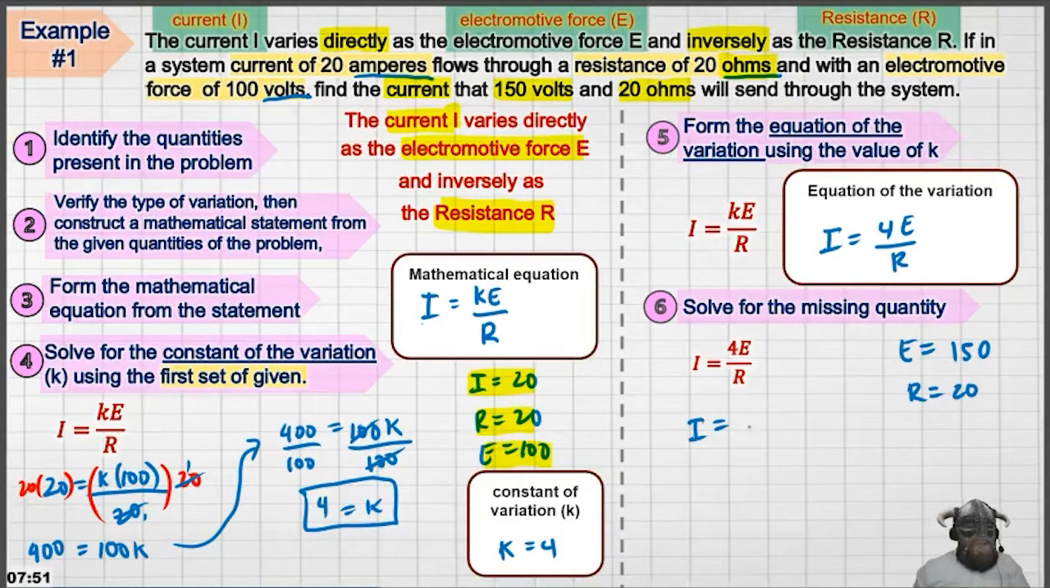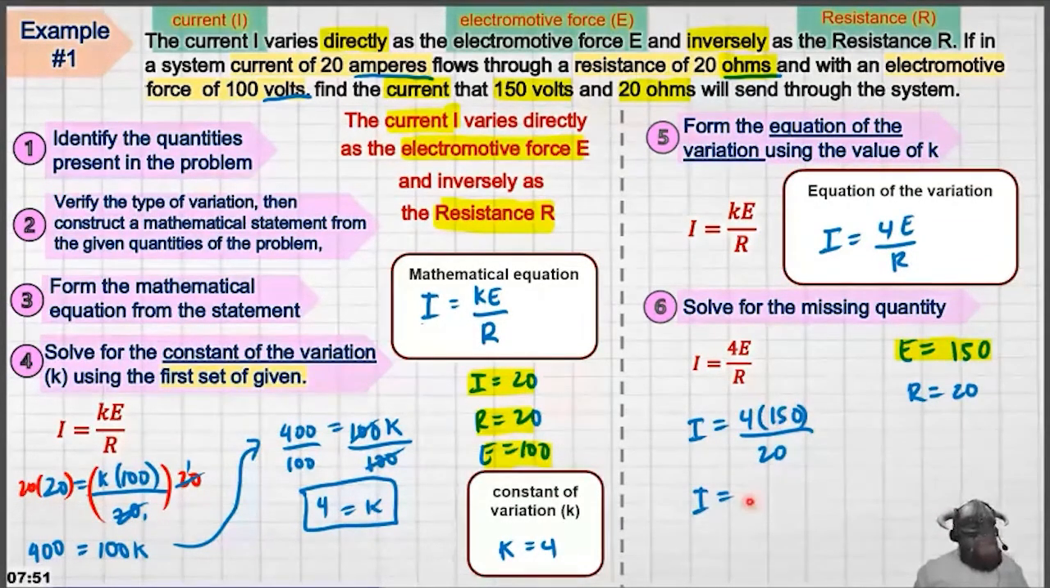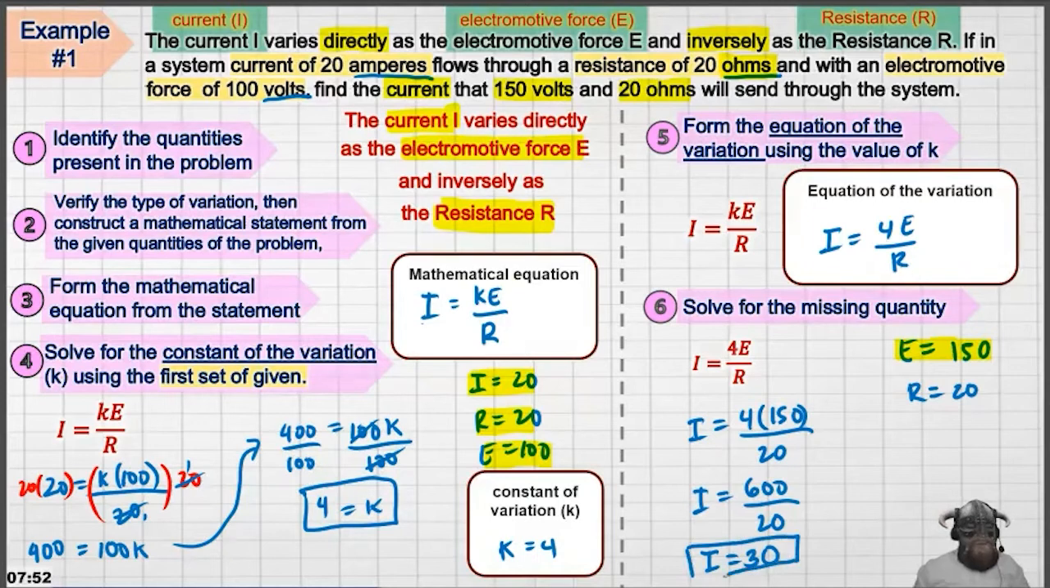I is equal to 4 times E. Ang E natin ay 150. So, 150 all over R is 20. So, I is equal to 4 times 150 is 600 all over 20. Dividing 600 by 20, the answer is 30. So, ang I natin ay 30.